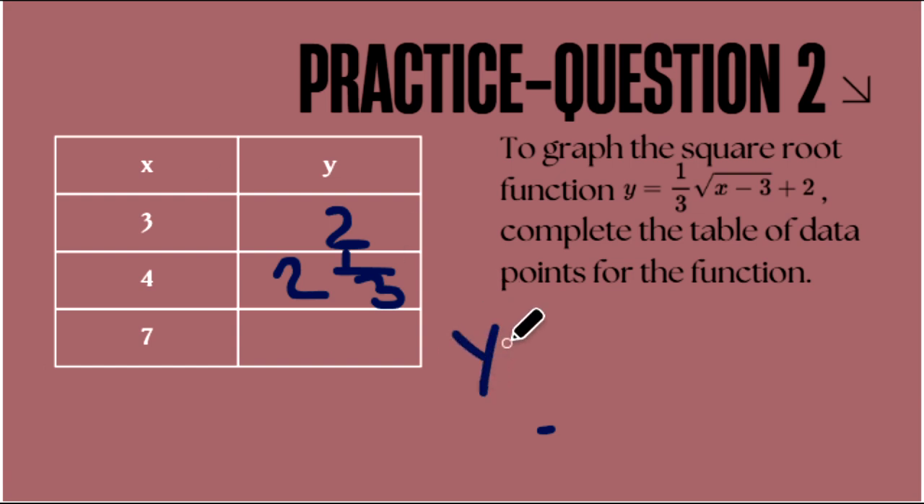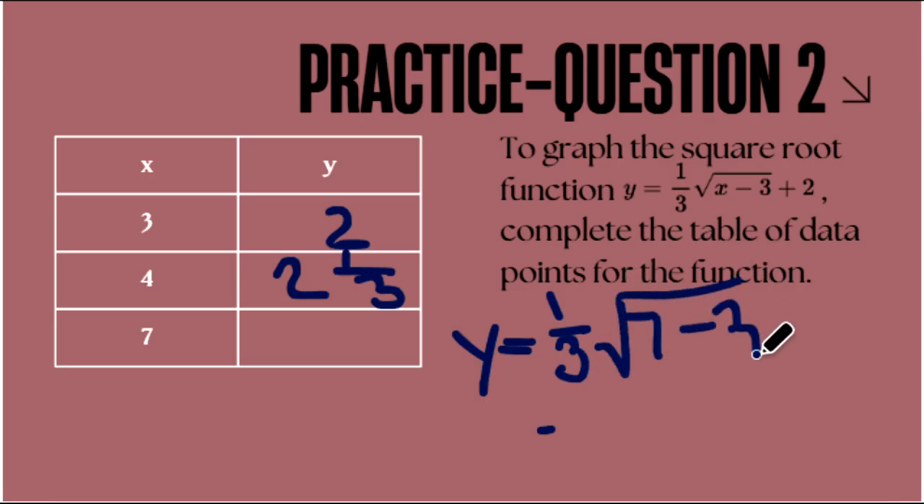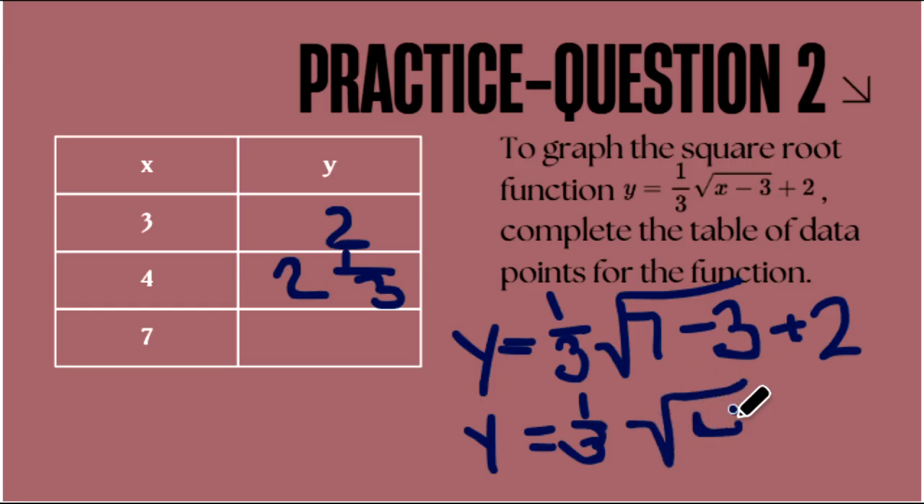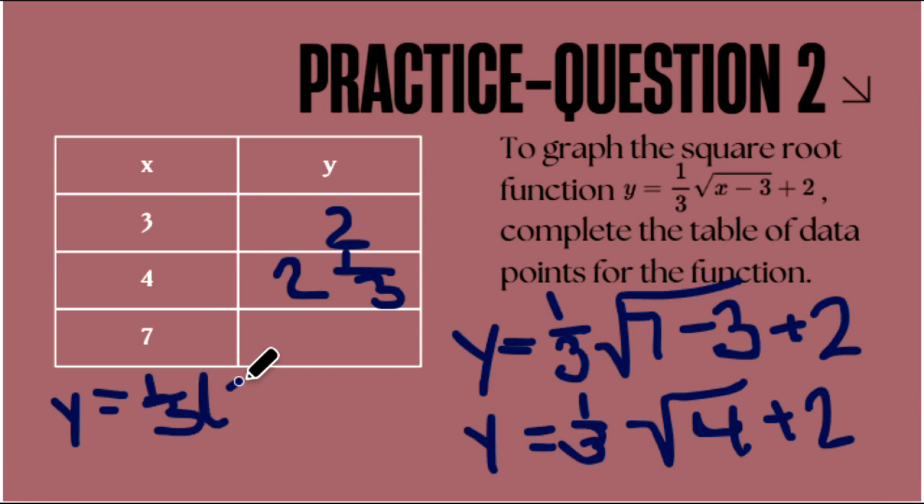So y is equal to 1/3 times the square root of 7 minus 3, plus 2, which is then going to give us y is equal to 1/3 times the square root of 4 plus 2. The square root of 4 is 2, so now we have y equals 1/3 times 2 plus 2.